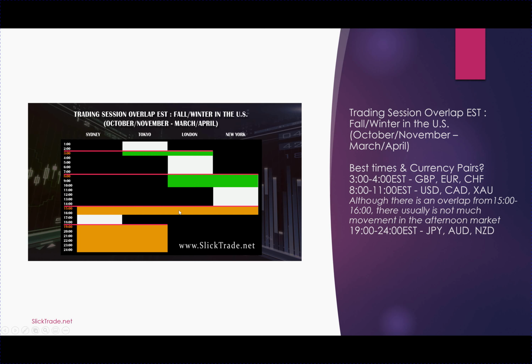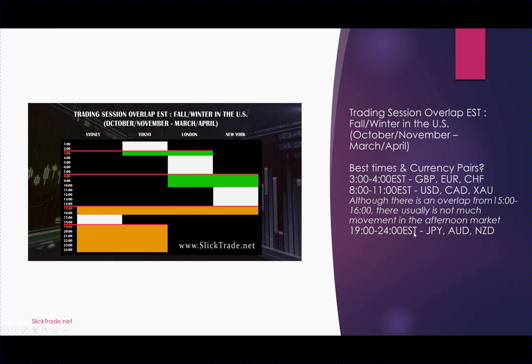This is completely up to you, obviously, but take note that there's not much movement in the afternoon market, unless there is a higher impact news release, okay? Then this could be a good time to trade, but overall, this is just a time to kind of analyze the market, you know, come up with some ideas for the next day if you're an intraday trader, but this is not the best time to trade, okay, personally. There is that overlap, but you just don't usually see quite as much movement, okay?